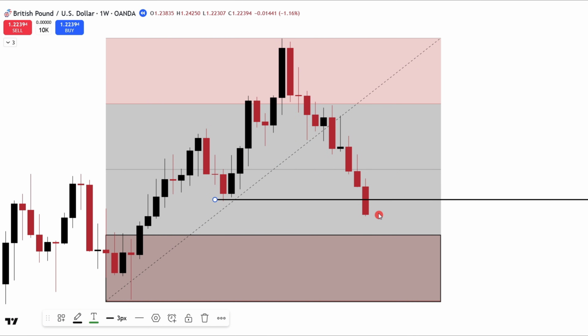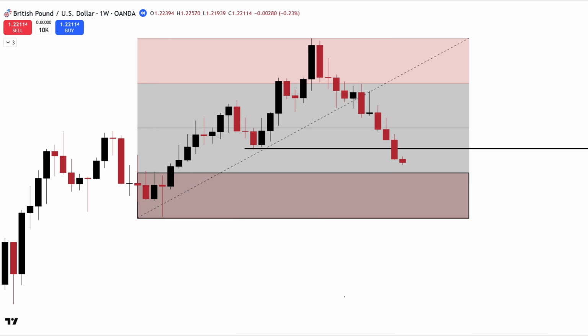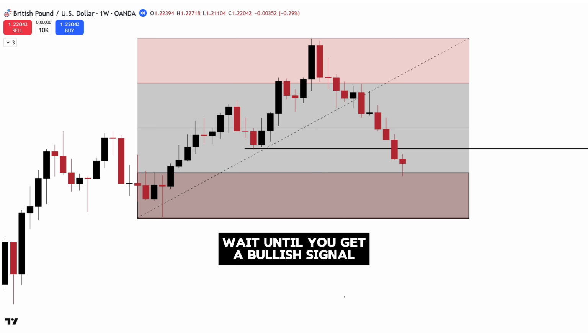So the reason for this is you don't want to sell when price is this low. You want to sell high and buy low. So when price overall is at this specific point, which would be considered low, you don't want to sell low. So what would you do here? You would wait until you get a bullish signal.